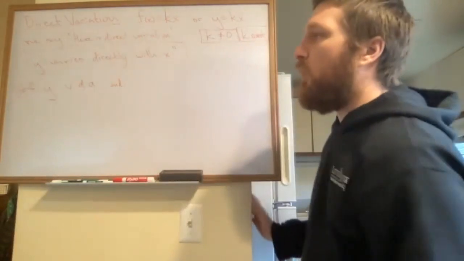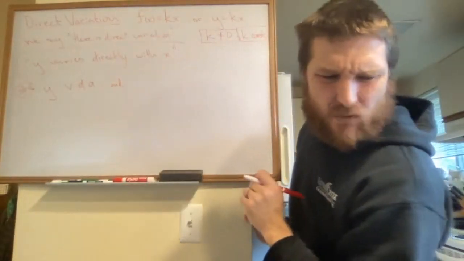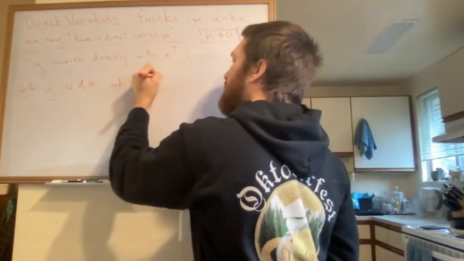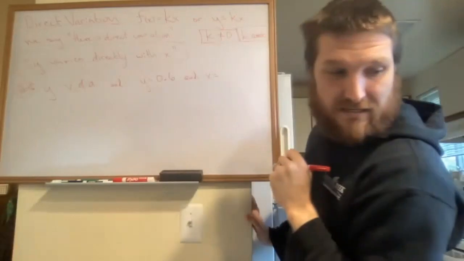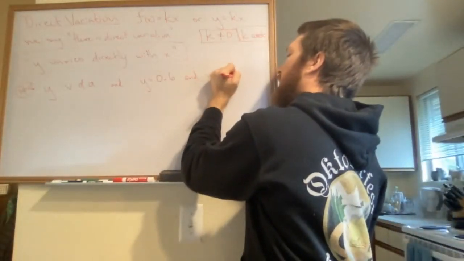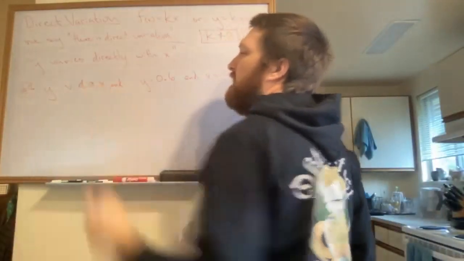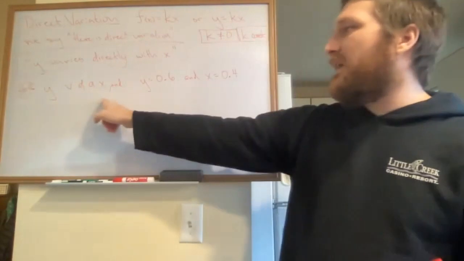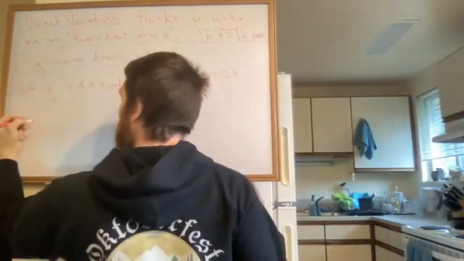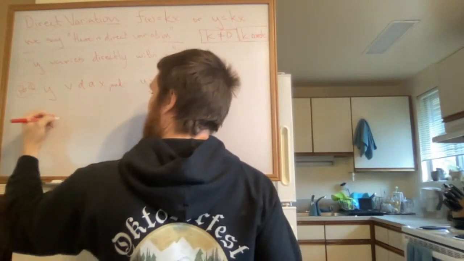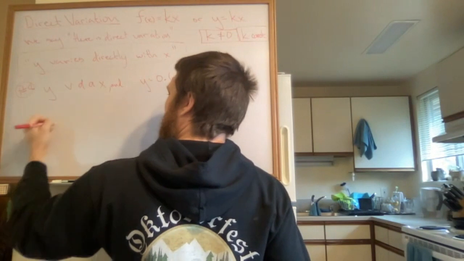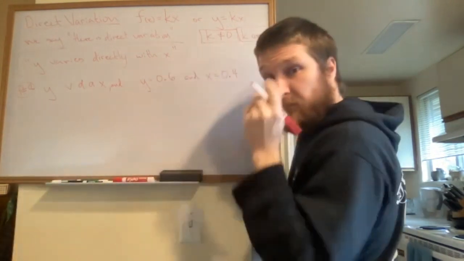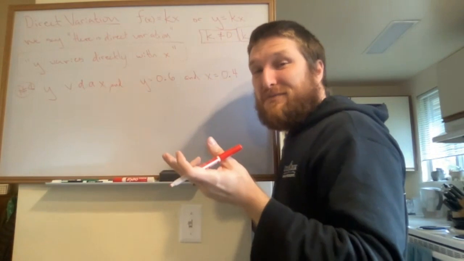Then there's a bunch of different ones. For number 8, it says y equals 0.6 and x equals 0.4. Okay, so y varies directly as x. What does this mean? Y varies directly as x means that they vary directly, which means what?